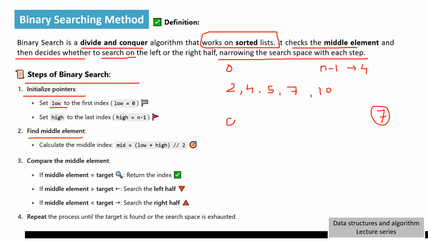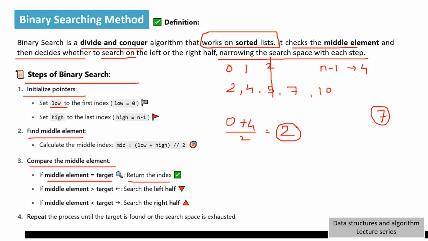That is nothing but 0 plus 4 by 2. So it comes to 2. So the mid index is 2: 0, 1, 2. So this is the middle point, right? Compare the middle element. If the middle element is equal to the target, return the index. Now we are searching for 7.